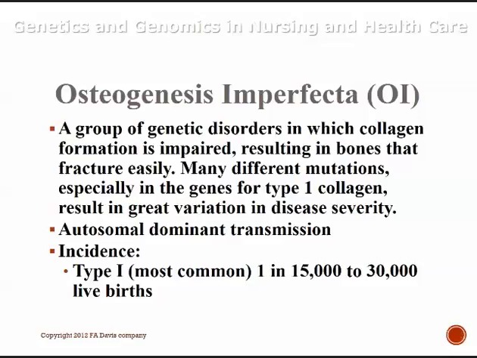Osteogenesis imperfecta, or OI as it's known, is a group of genetic disorders in which the formation of collagen is impaired. This results in easily fracturing bones. There might also be other mutations in different genes for type 1, which can result in a variation of the disease severity. This is an autosomal dominant transmission.